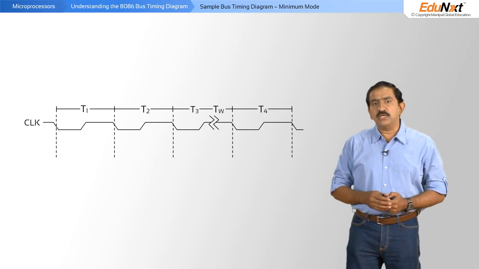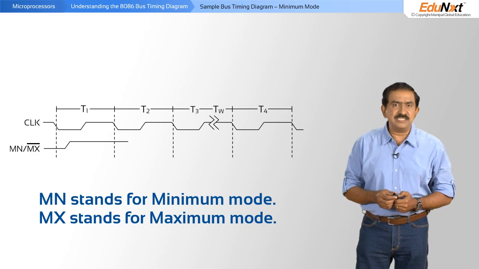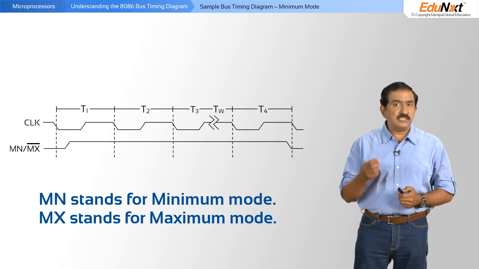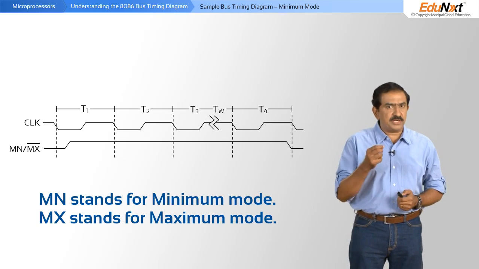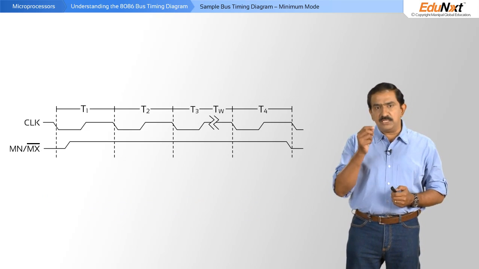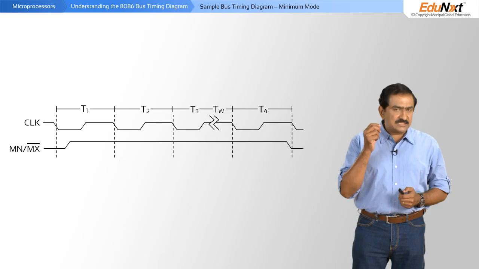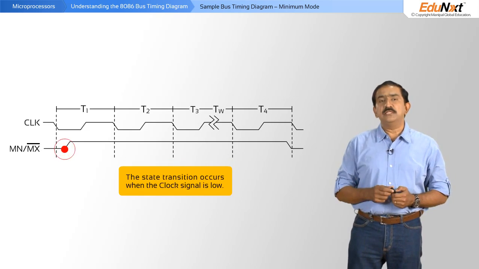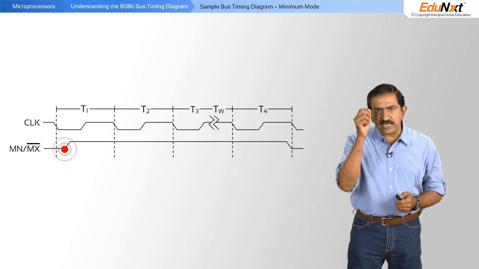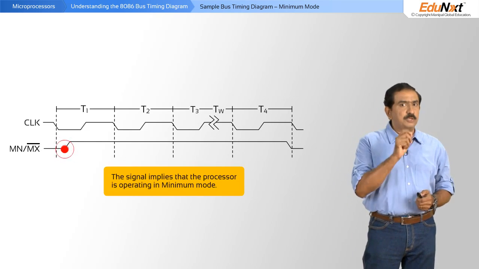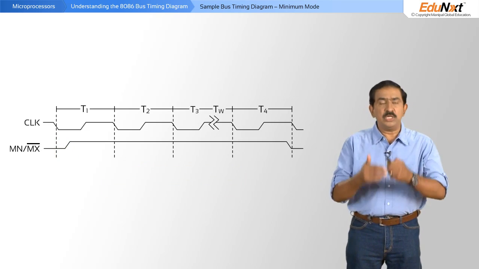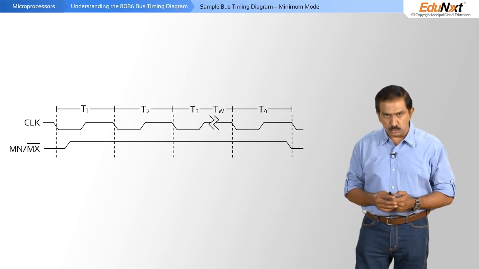So let's start with understanding what's called the MN/MX bar waveform. The MN/MX bar tells you whether the processor is operating in minimum mode or maximum mode. In this example, the MN/MX bar transition occurs when the clock signal is low, and since it is going to stay at high, it implies that the processor is in the minimum mode. If it was operating in the maximum mode, this signal would be at low.